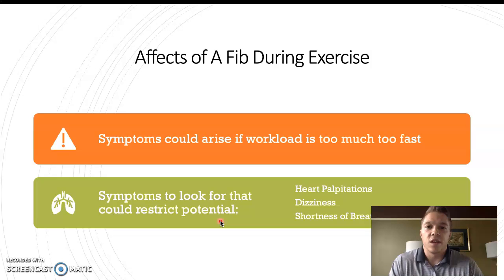So during exercise, AFib is obviously going to be a factor. Symptoms can arise if workload is too much too fast. So if you do too high of an intensity with AFib, there's a good chance that your heart rate and blood pressure are going to kind of spike, in which case you could end up becoming very dizzy or lightheaded or even faint or cause some sort of heart issue. And then there are also symptoms to look for that could restrict the potential, which is what I just said. You have heart palpitations, dizziness, shortness of breath, anything that looks like it should be a sign that you're going a little bit too hard, too fast.